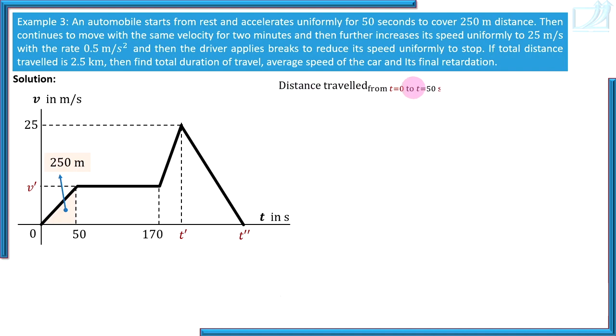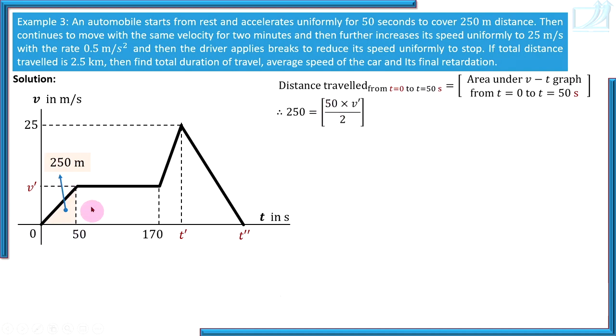Distance travelled, that is the area under the v-t graph. So this distance travelled is 250. It's given. I have chosen the time interval 0 to 50 seconds. So that area is base into height by 2, 50 into V' by 2. So we found the velocity to be 10 meters per second. So put that value immediately in the diagram. That helps you to study the diagram quickly. So V' is 10 meters per second.